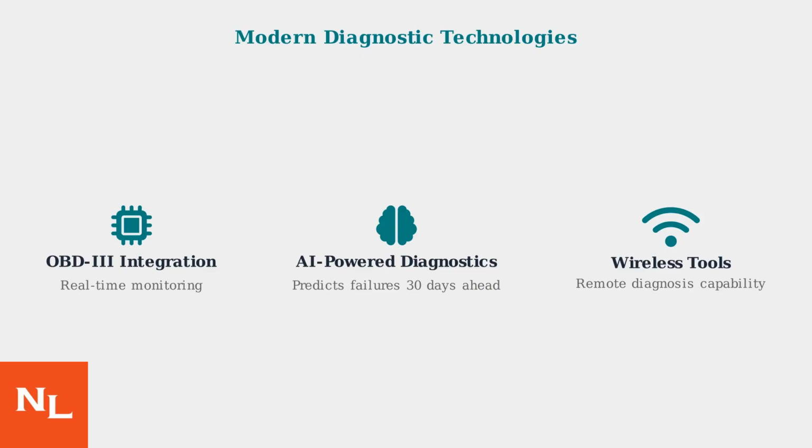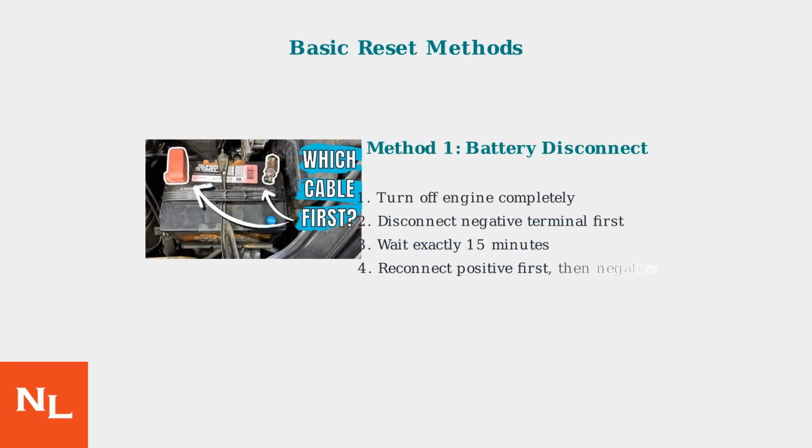thousands in unnecessary work. When a transmission warning light appears, there are several basic reset methods you can try before seeking professional help. These methods are successful in resolving issues about 78% of the time. The first method is the battery disconnect reset. This involves disconnecting your car battery for exactly 15 minutes to clear the transmission's adaptive memory.